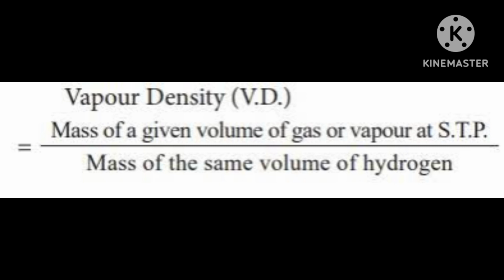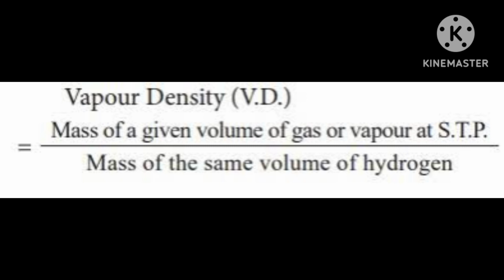Third step, in case of gaseous substances, write down the 22.4 liter at STP. You must write. Actually, that also vapor density, what I told you, that is applied for gas only. Molecular mass is equal to 2 into vapor density, VD. Then you will apply that only for gaseous reactions.